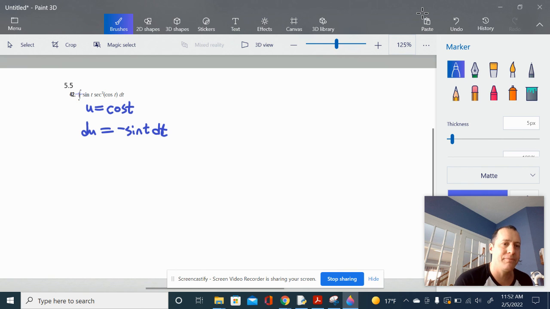And I can rewrite this now. I have this -1 out here that I made because I needed to make a -1 inside. And then negative sine of t dt, that whole thing becomes du. And then what's left is the secant squared of u.